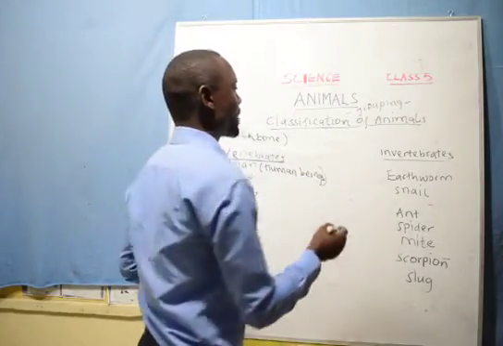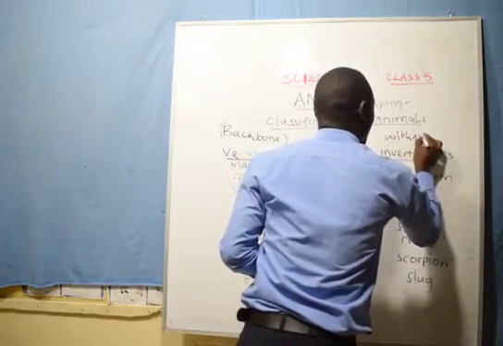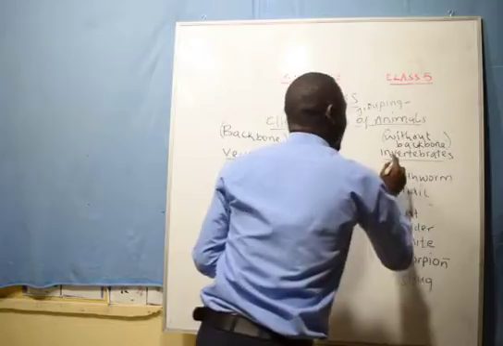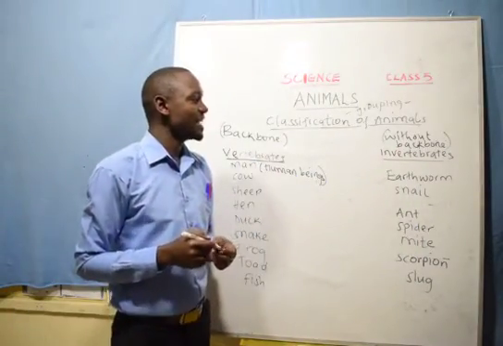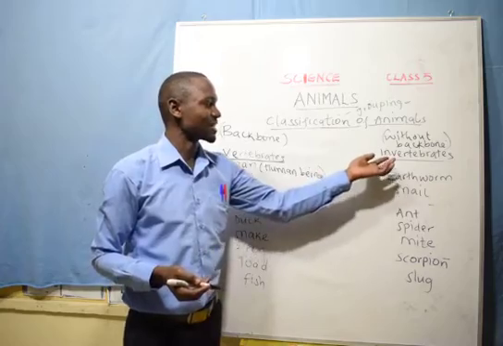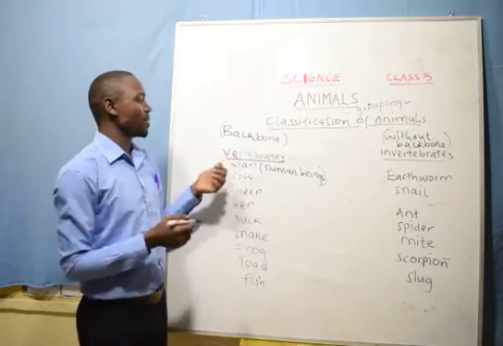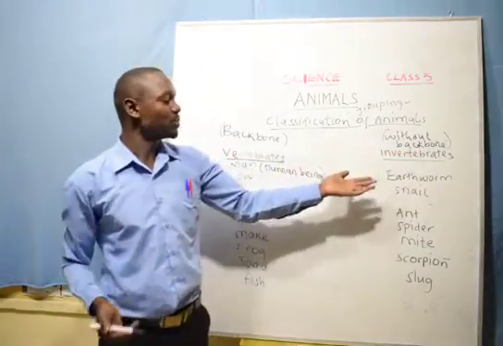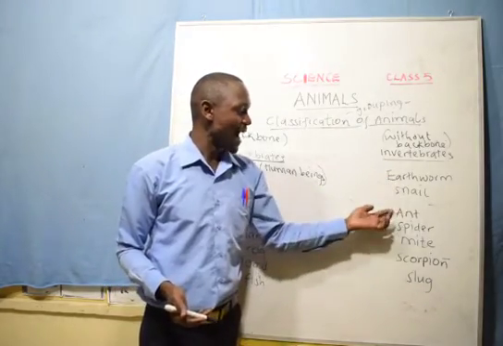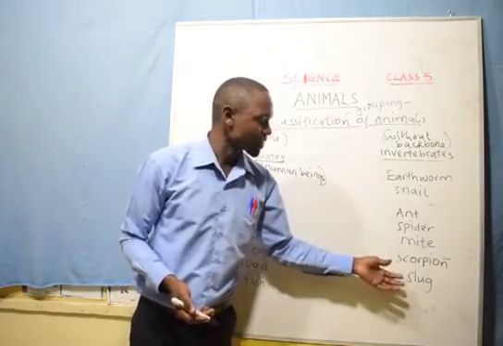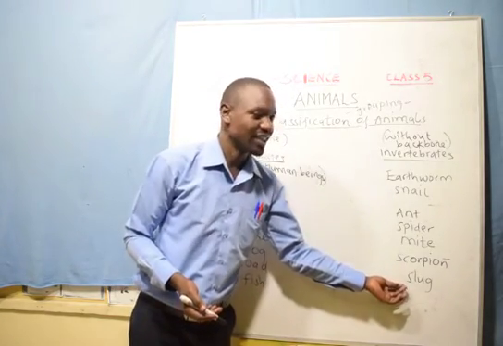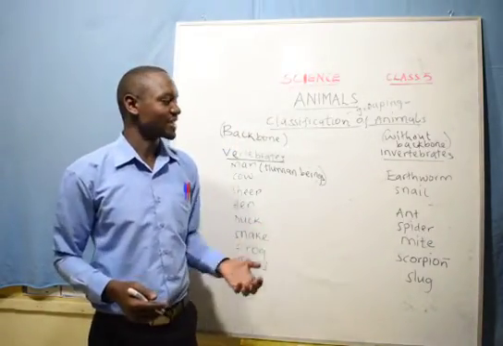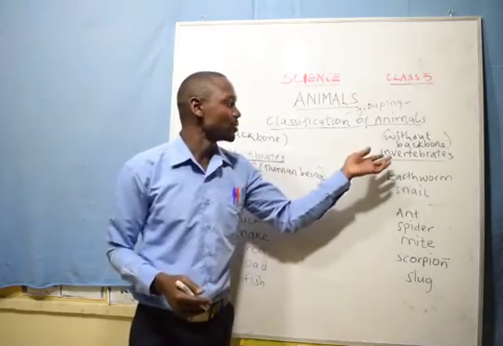These other animals without backbones are called invertebrates. They are animals without backbone. Animals with backbone are called vertebrates. The opposite of vertebrates is invertebrates. And the examples I've given you, we have the snail, the earthworm, ant, spider, mite, scorpion, slug. Slug is found in the ocean. The slug, snail, all insects. All insects have no backbone, and they are examples of invertebrates.